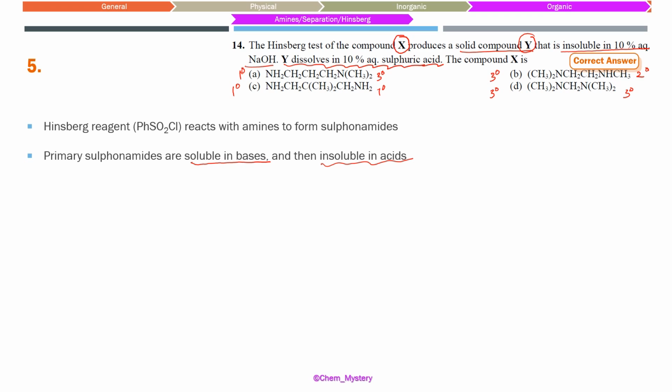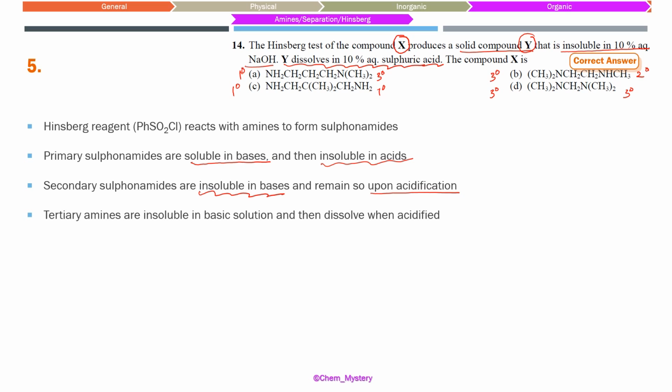Now if you take secondary sulfonamide, which comes from 2 degree amines, there are no acidic hydrogens left, because the one hydrogen that was present is lost as HCl when the Hinsberg reagent reacts. We'll see that reaction sequence in a moment. So this is insoluble in bases, and because the nitrogen's lone pair is also not very basic due to resonance, this remains insoluble in acid too. So what will remain soluble in the acid? The one where the nitrogen's lone pair is still intact. How is that possible? That can happen with 3 degree amines.